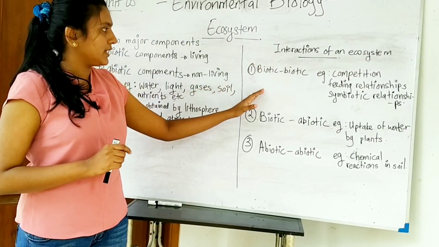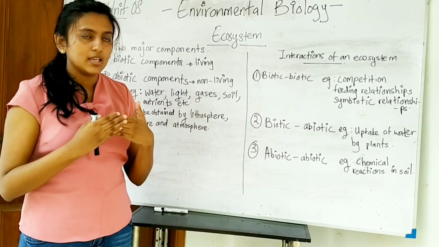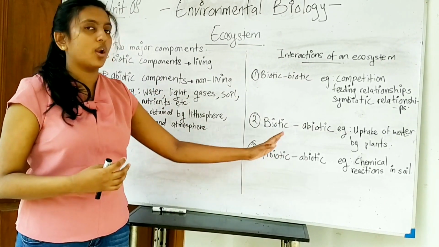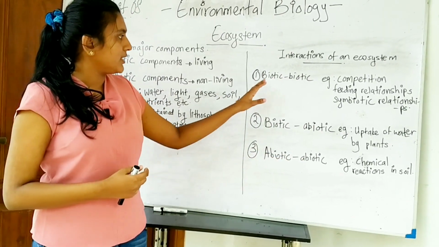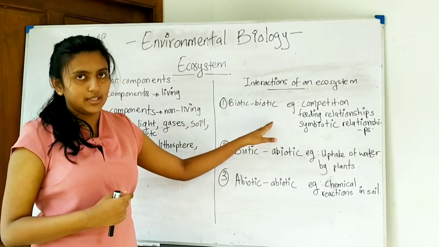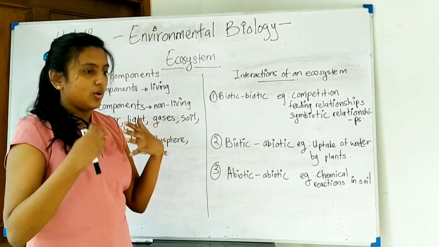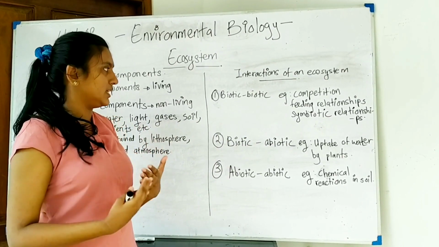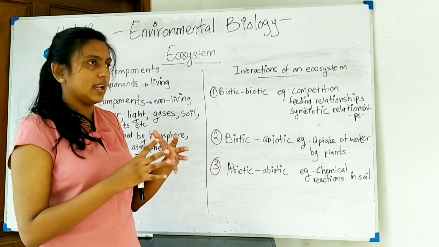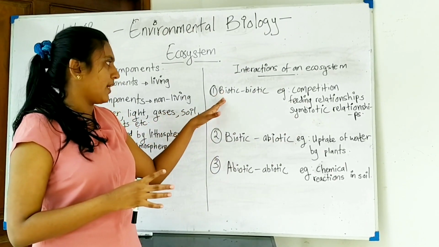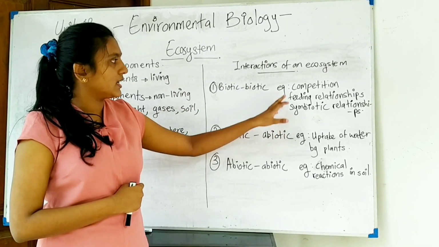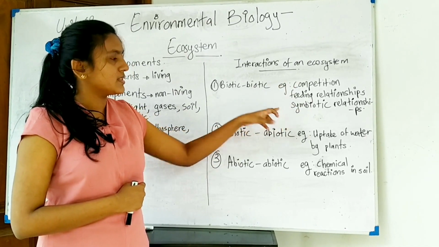So basically we can find interactions between living things, interactions between living things and non-living things, and interactions between non-living things themselves. When we consider the interactions between living things, they are called biotic interactions. That means solely how living organisms interact with each other. We can mention three examples. They are like three modes of how biotic interactions happen in an ecosystem: competitions, feeding relationships and symbiotic relationships.